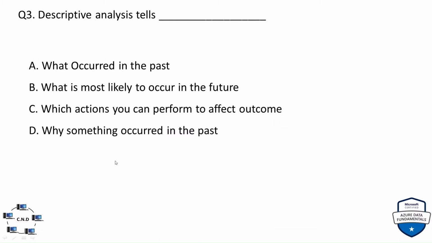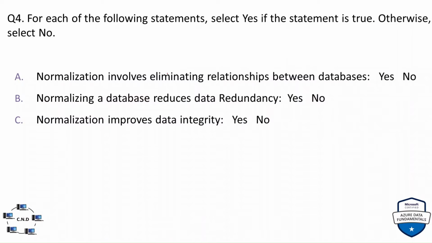Question number three is that descriptive analysis tells us, and the options are A. What occurred in the past, B. What is most likely to occur in the future, C. What actions you can perform to affect outcome, and D. Why something occurred in the past. And the correct option is again what occurred in the past.